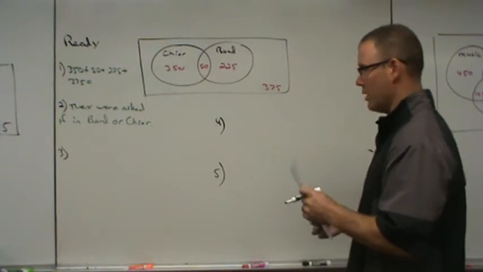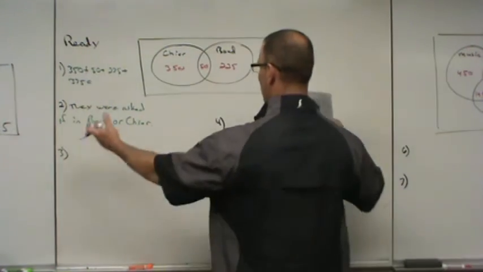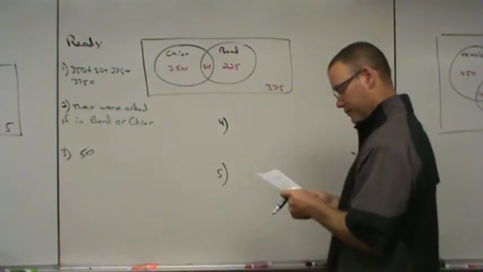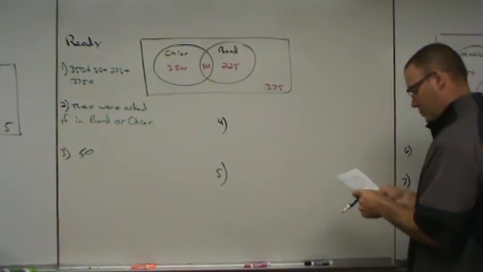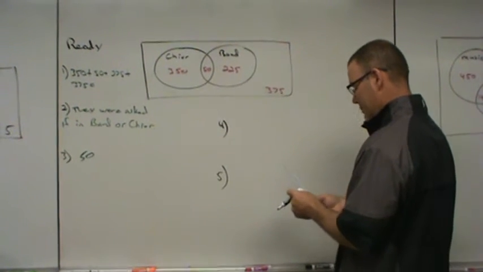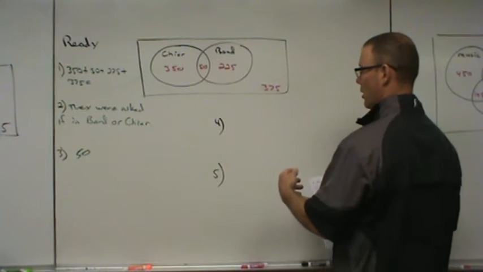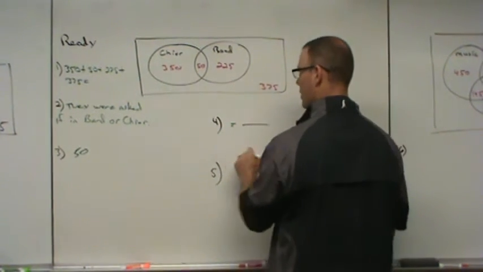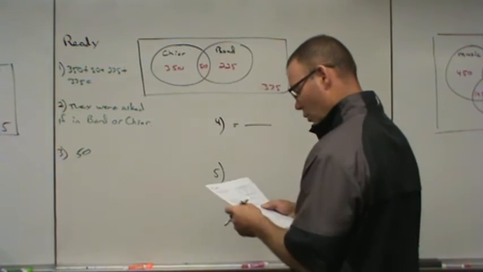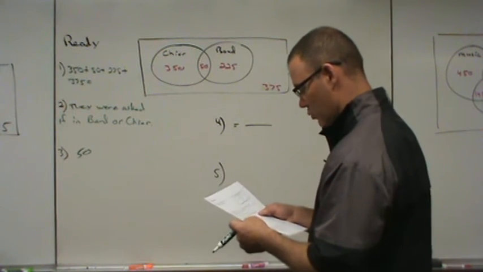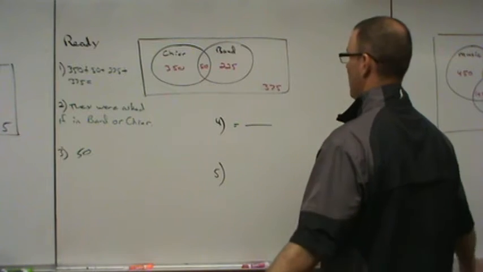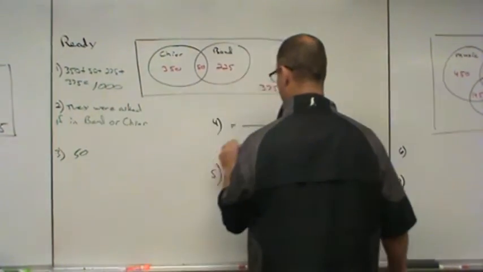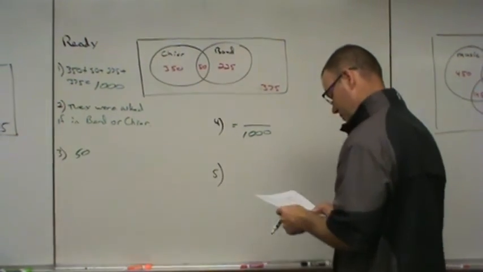Question 3, how many students are in both band and choir? Where is that? Band and choir. You should guess 50. What is the probability that a randomly selected student would be in band? Remember, probability is a ratio essentially, but we need to know what our total population is. You should have gotten 1,000 over here, so this is going to be 1,000.